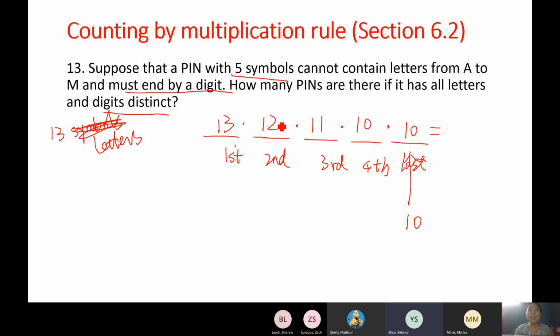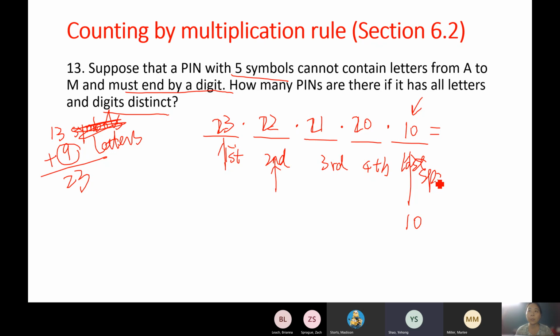I'm sorry, you could have digits too. I was wrong, you're right. So the first few places should have the letters plus 9 digits. 13 plus 9, so the first one should be 22. My bad. The reason is they didn't say the first 4 cannot be digits, so they could also be digits. But why do I only add 9 instead of 10? Because we already used a digit for the last place.